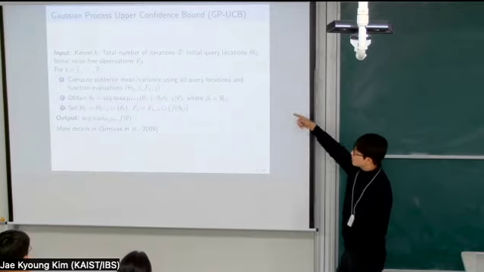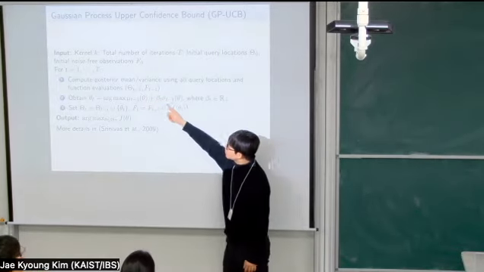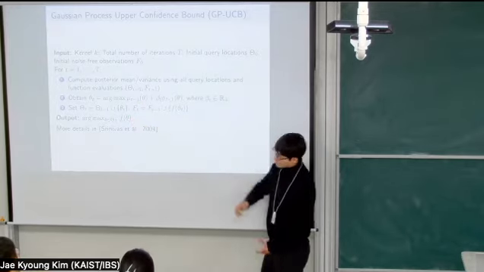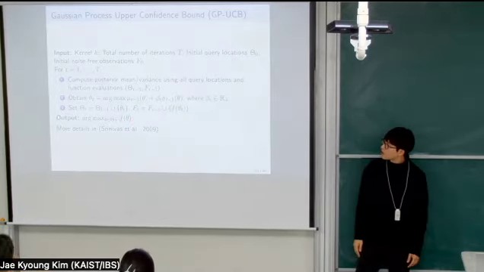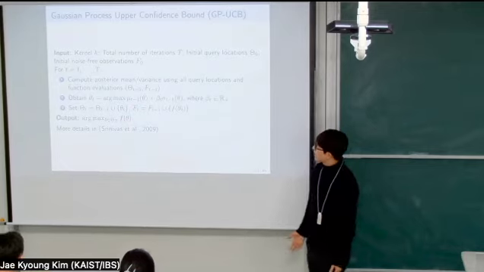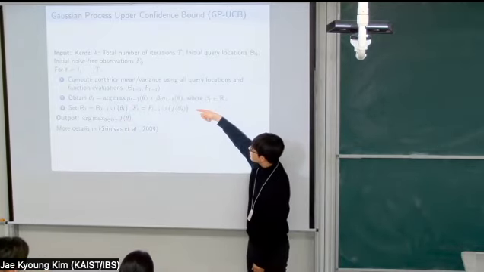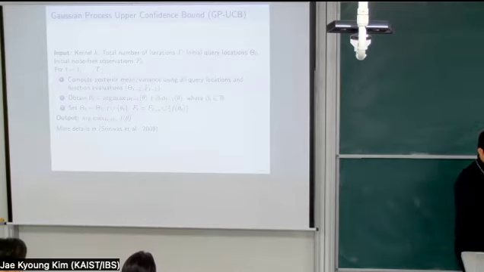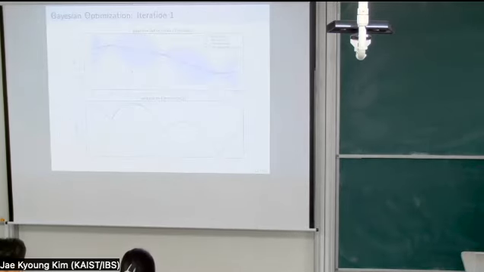So you just iterate this. At each iteration, you're going to find the maximizer of this function. You supplement it to the existing function evaluation set, and then you keep iterating. So at each iteration, you're going to keep updating the posterior mean and variance. So let me just graphically demonstrate this.